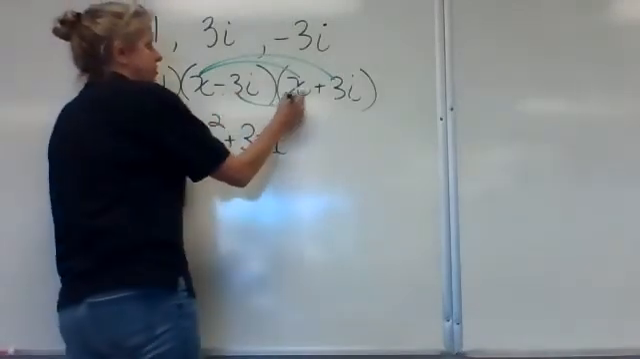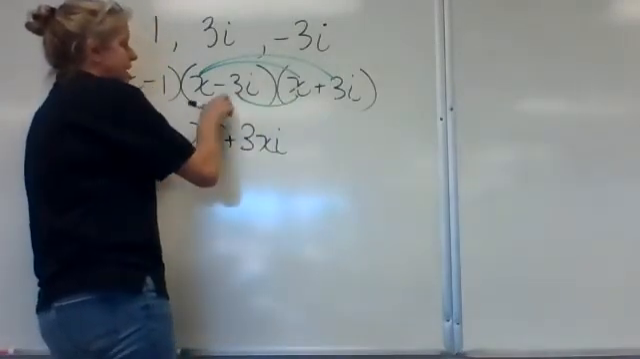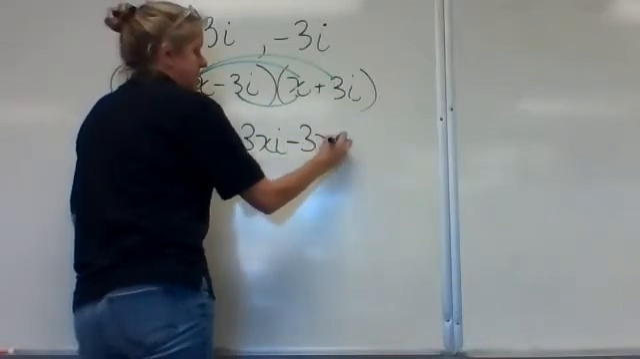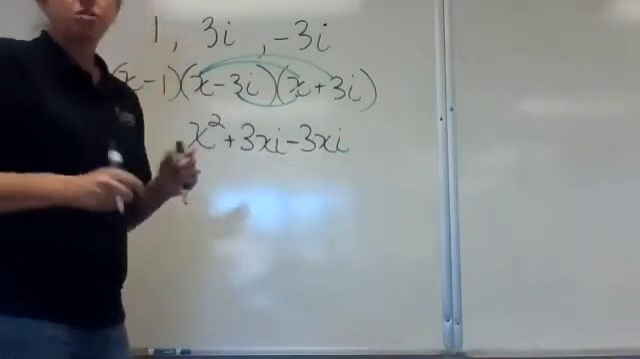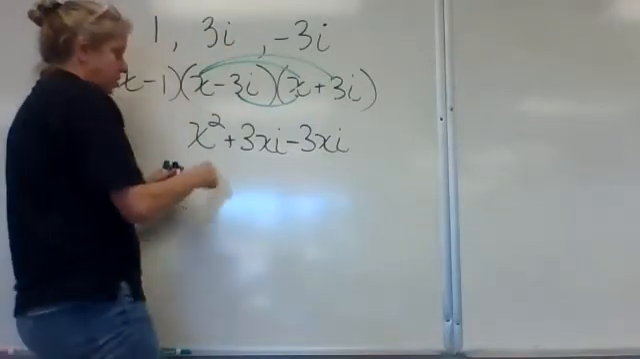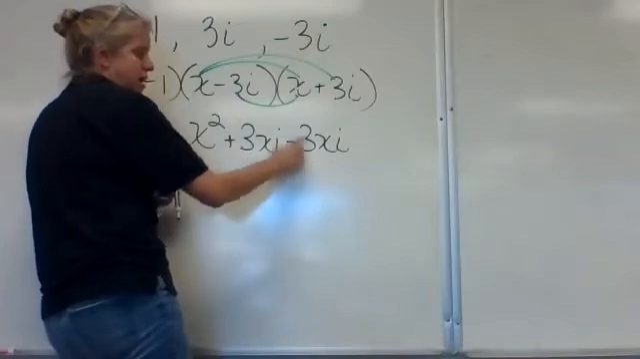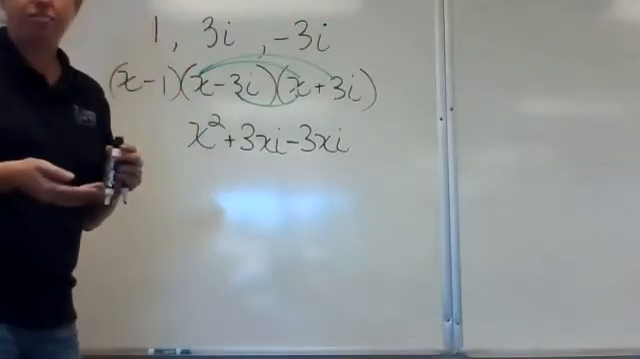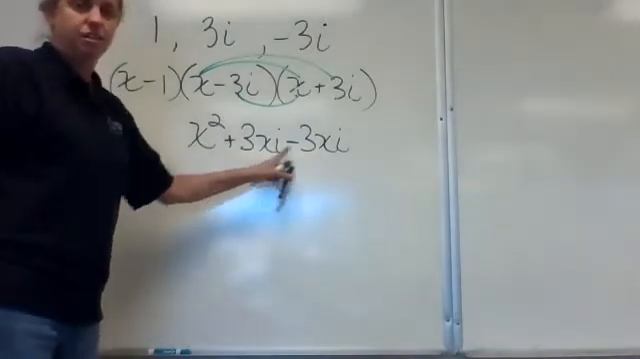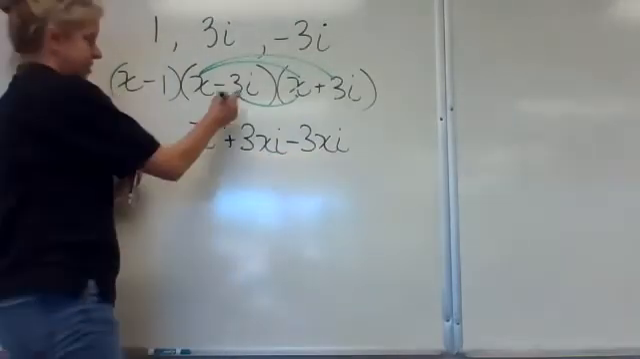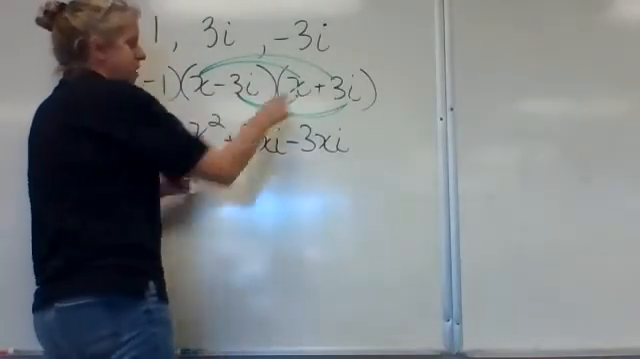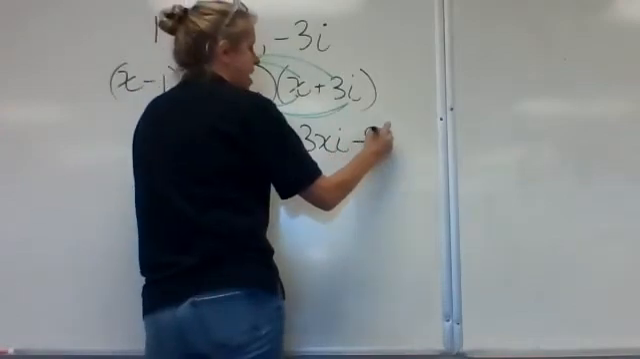But look at your inner. Negative 3i times x is negative 3xi. And when I use i's, I always put them on the end of the term. So you'll notice what's happening here. What's going to happen with those is they're just going to cancel each other out and get us out of having terms that look like this. And then the last part of FOIL, negative 3i times positive 3i is negative 9.